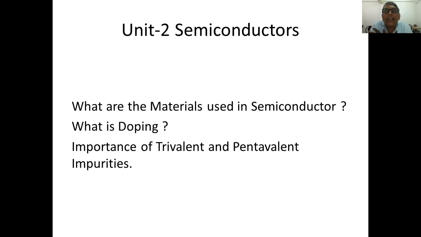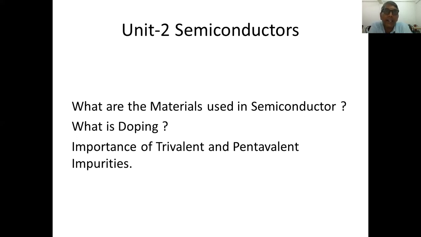Immediately most of the students will say, yes, the semiconductor materials are silicon and germanium. Not only silicon and germanium, but there are other materials which exhibit the property of a semiconductor. Because normally when we ask how to define a semiconductor, it is very difficult to define.